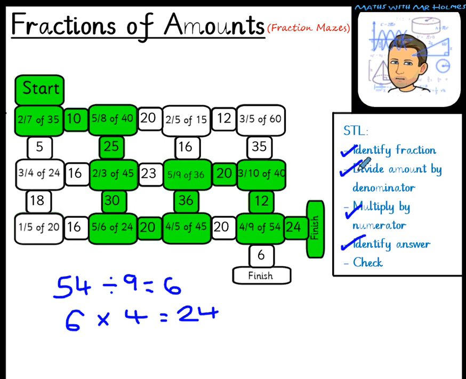As you saw, we checked through our steps of learning, checked our calculations as we went, like every good mathematician. And we escaped the maze all the way from the start to the correct finish line. How fun was that? Very. Because maths is fun. So there you have it. Fractions of amounts with a fraction maze. See you again soon for some more maths fun.